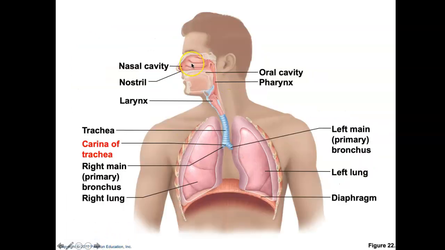So again, here's our nasal cavity. You can see our pharynx. Then we have our larynx in the anterior section that leads to the trachea, which leads to the right and the left bronchus. Or we can do nasal cavity, pharynx, and lead to the esophagus on the posterior side.